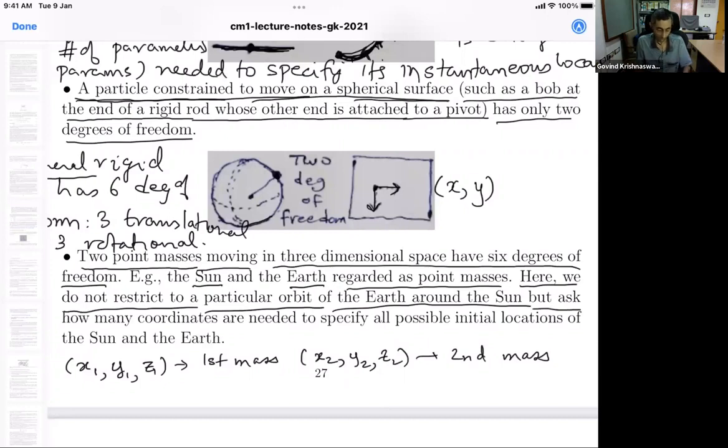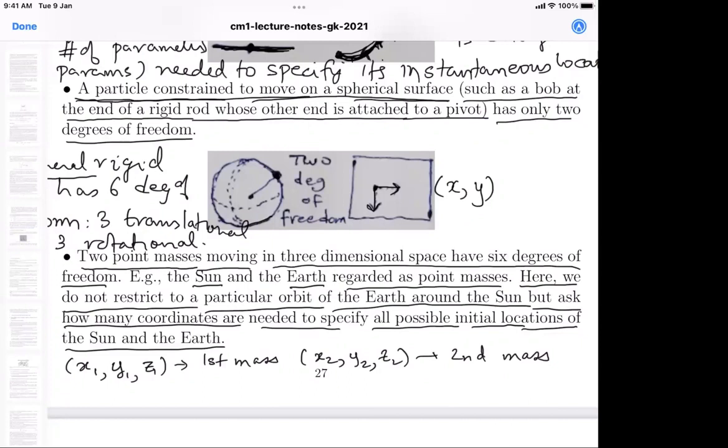We simply ask how many coordinates are needed to specify all possible, let us say, initial locations of the sun and the earth. By initial, I mean at some instant of time that we call the initial time. So you are not restricting to a particular orbit, elliptical, circular, or in this plane, or all that stuff. So is it clear why a 2-particle system has 6 degrees of freedom?